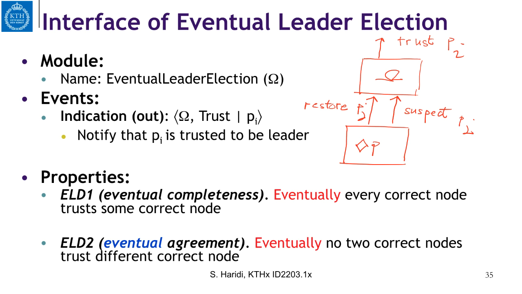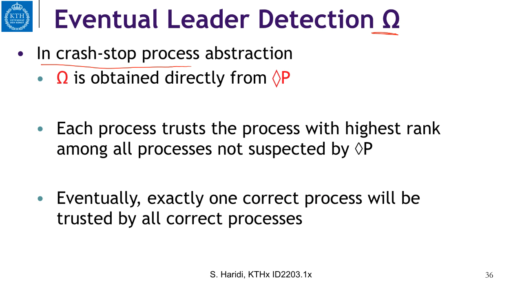And the properties we want to prove: eventual completeness, eventually every correct process trusts some correct process, and eventual agreement, eventually no two correct processes trust different correct processes. Now let us look at the implementation of omega in the process crash-stop abstraction, where a process can fail by crashing. In this case, omega is obtained directly from diamond P, and it is quite simple.